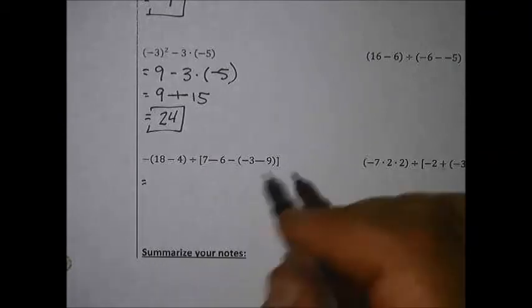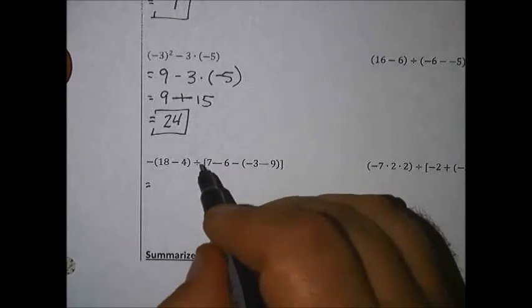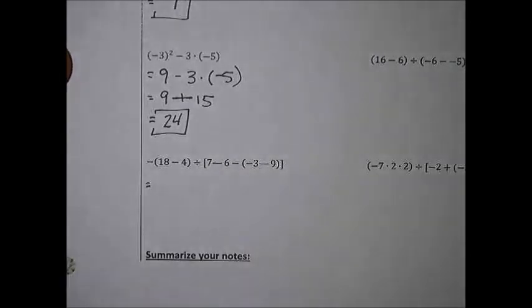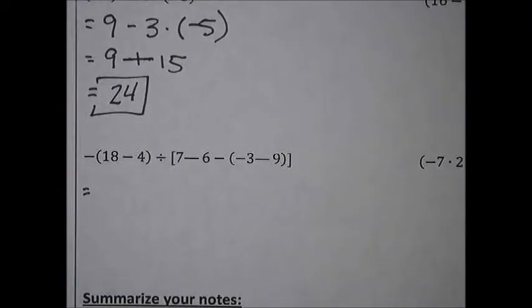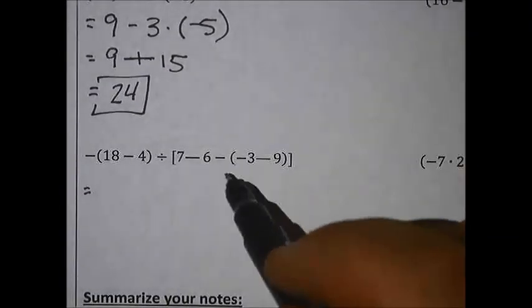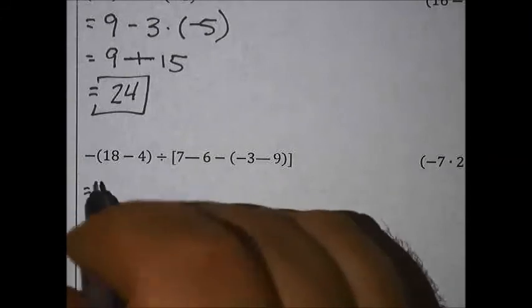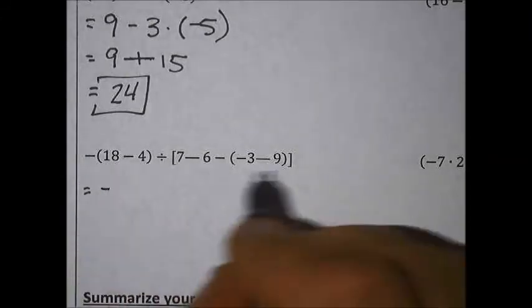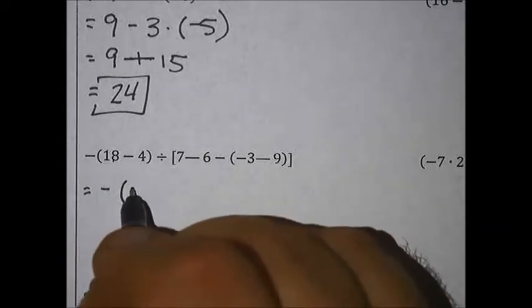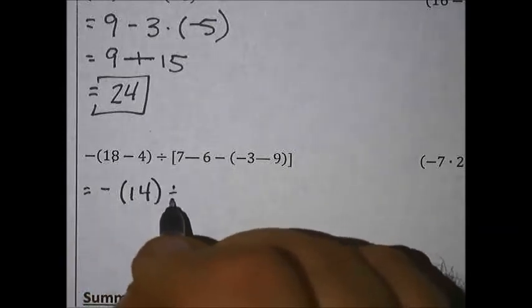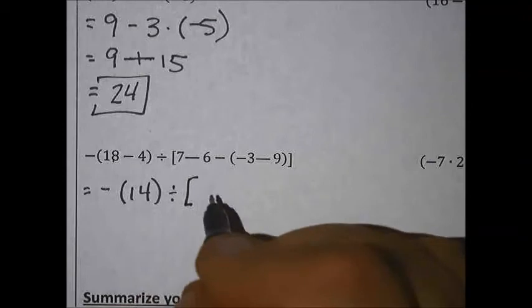And when you're working on parentheses, see how these ones are like square brackets. So those square brackets, nothing really changes. They're just an extra set of parentheses since I already have a set inside. So I'm going to work on both parentheses expressions at once. 18 minus 4 is 14, divided by. I'm going to leave those as square brackets.